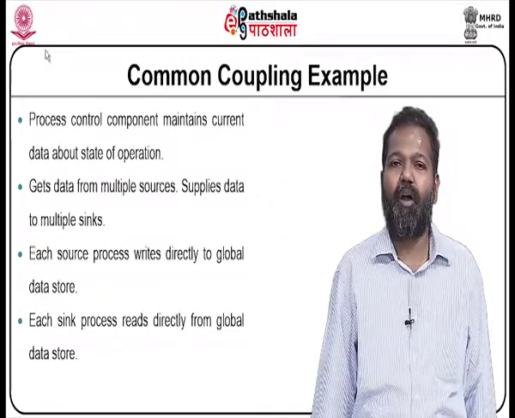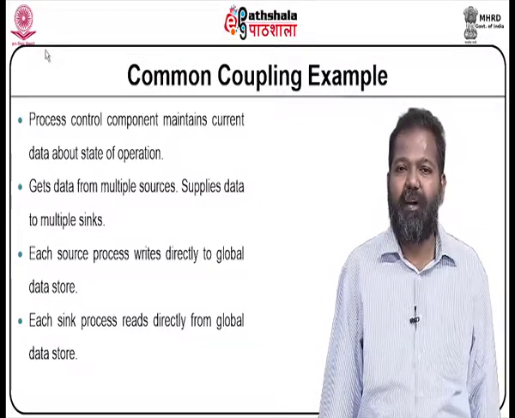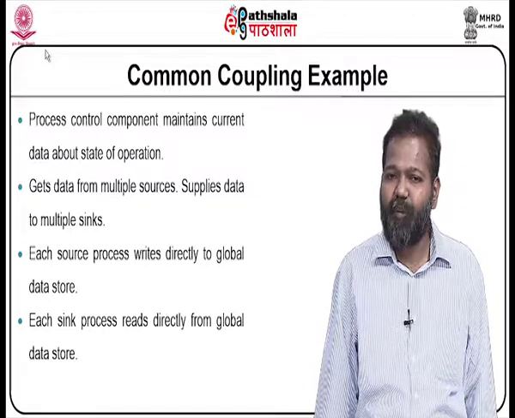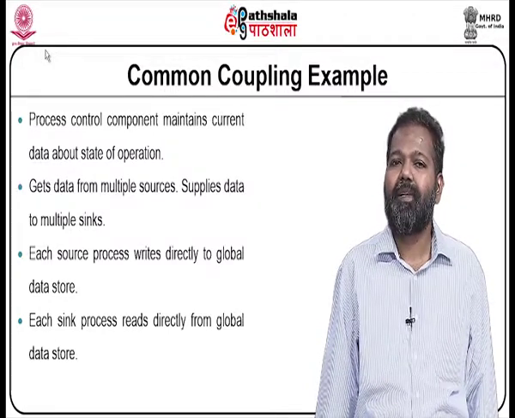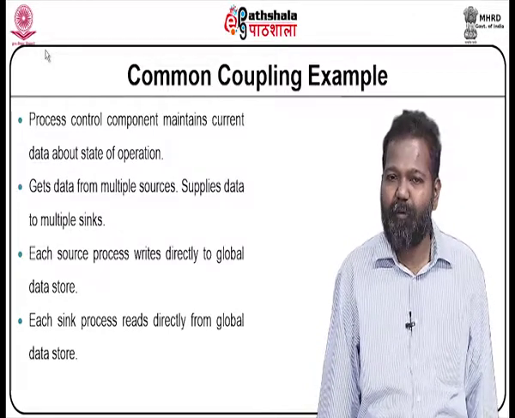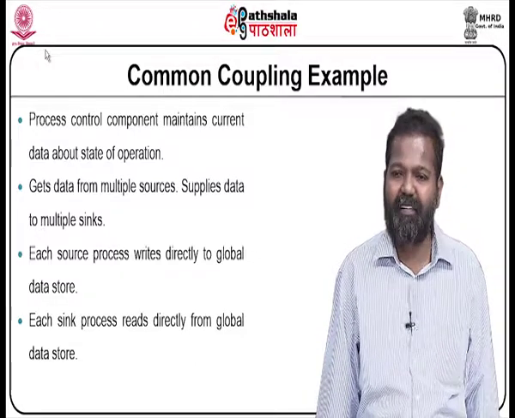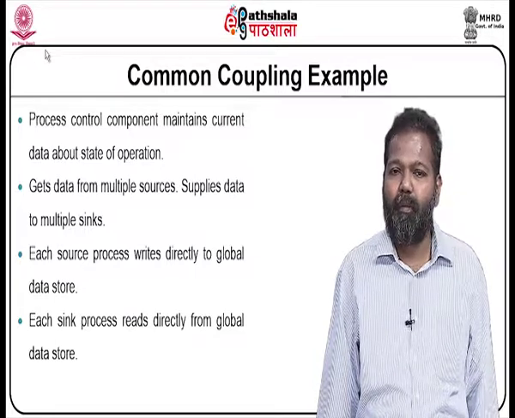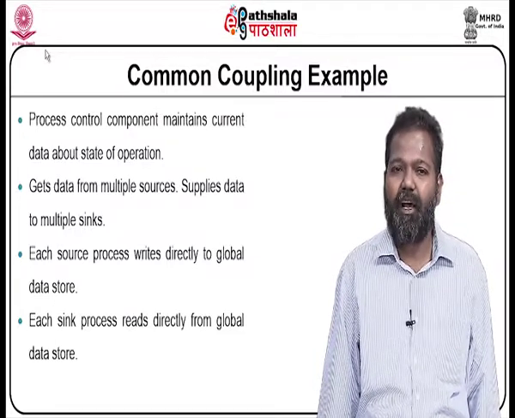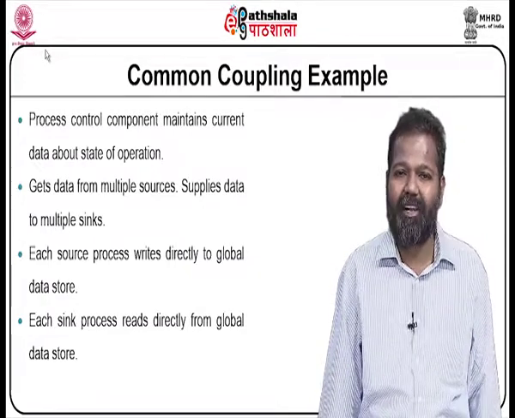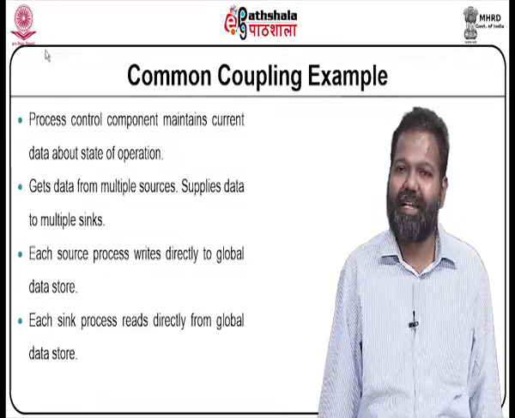An example for common coupling: a process control component maintains current data about the state of operation, gets data from multiple sources, and supplies data to multiple sinks. Each source process writes data to a global data store. Each sink process reads directly from the global data store.